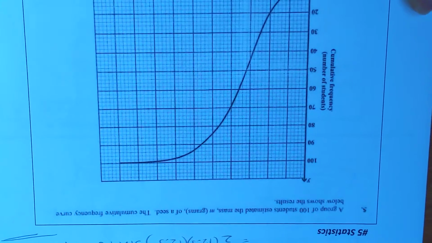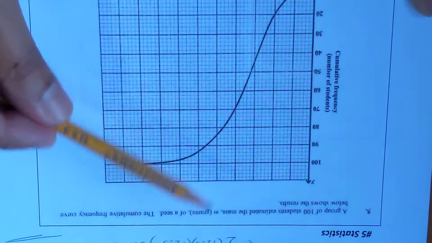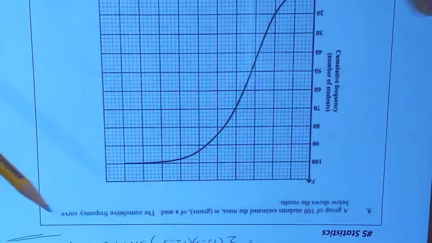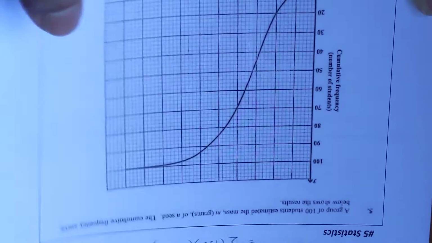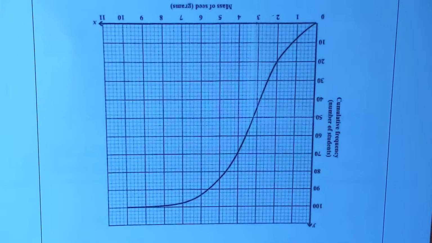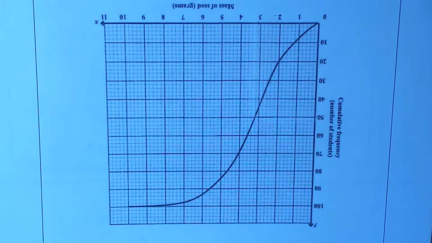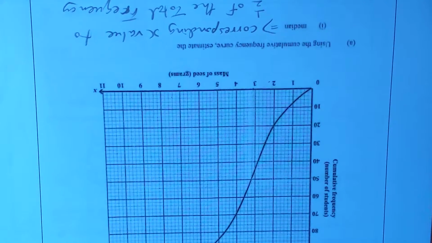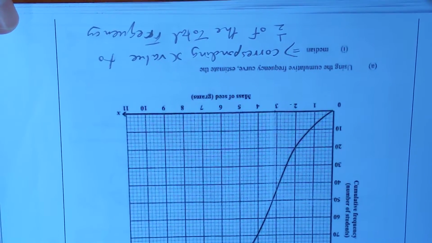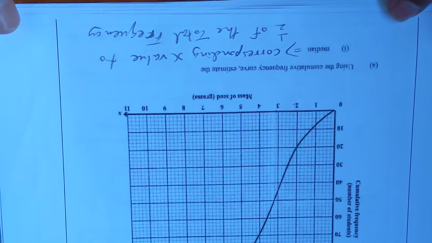So here we have a group of 100 students. So it's out of 100, mass versus the amount of students we have on the cumulative frequency curve. And you know, with the cumulative frequency curve, it has that nice slight S shape that you see in here. And the first part is, using the cumulative frequency curve, we want to estimate the median.